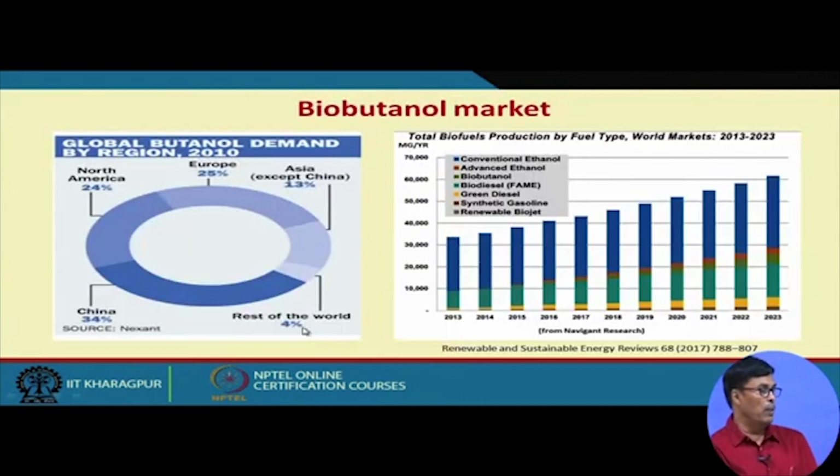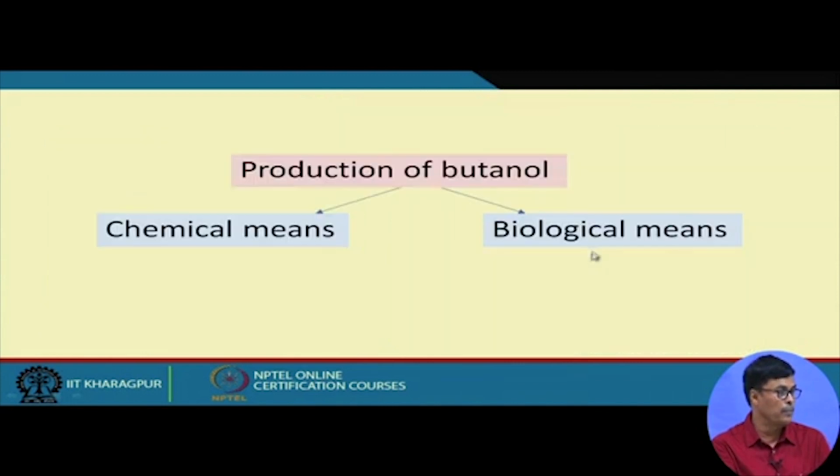So this is the biobutanol market. We can see the market: Asia, except China, is 13%, Europe 25%, North America 24%. China itself has a very high market, that is 34%, and the rest of the world is 4%. And this is the pattern of use of bioethanol or production of butanol with respect to time, showing how it increases.